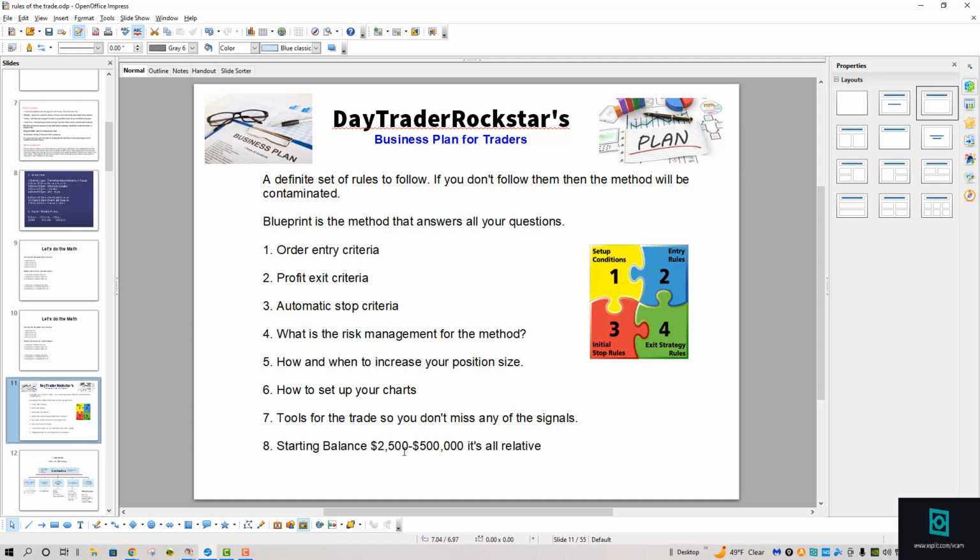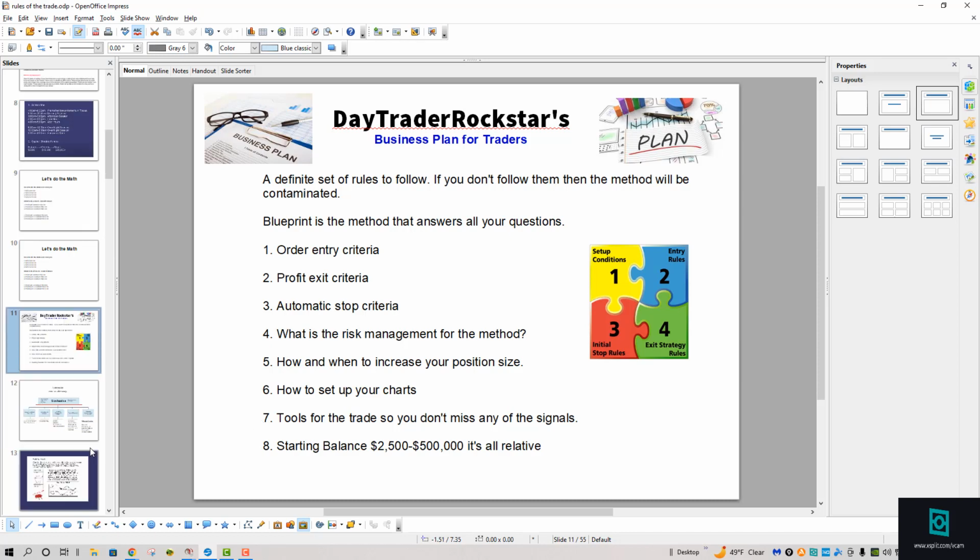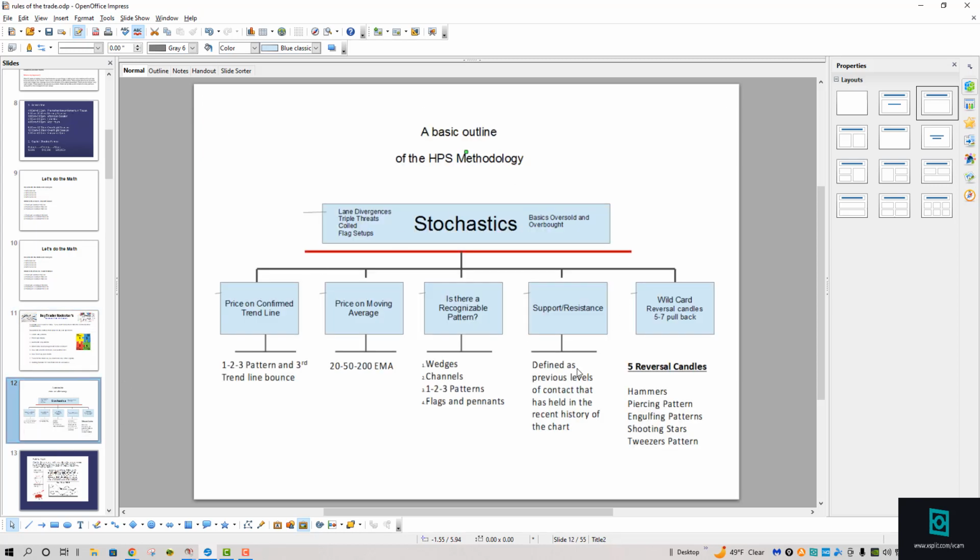Tools for the trade? And the starting balance is very small. I even dropped that starting balance to about 1,500. But of course, it's all relative. The 500,000 mark, I mean, you could just trade with anything. But this is really based off of, you could actually come in as a beginner. I built this course for beginners. And then as you become more experienced in it and you kind of understand it, you can adjust your account size accordingly.